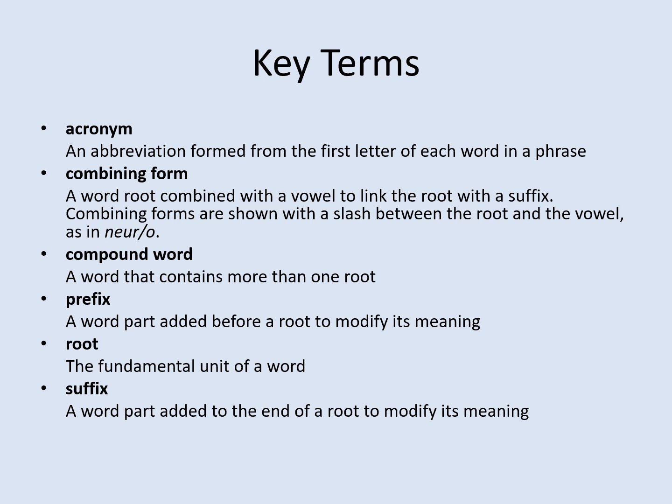So let's go through our key terms. We have an acronym, which is an abbreviation formed from the first letter of each word in a phrase. The combining form is a word root combined with a vowel to link the root with a suffix. In this case, it is the O. A compound word contains more than one root. Sometimes you will see medical terms that have several roots and associated prefixes and suffixes.